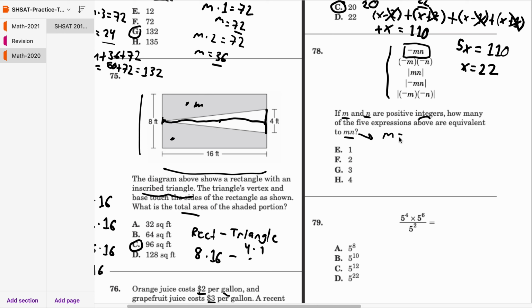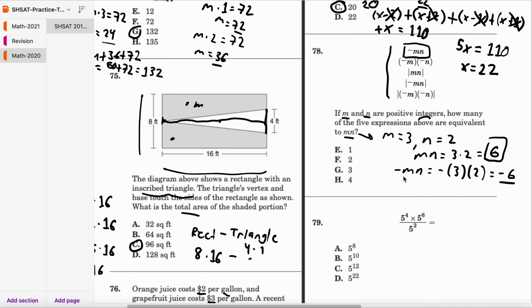So I'm going to say that m is going to be 3 and n is 2, right? So if we look at minus mn, that's going to be minus 3 times 2, and this is negative 6, right? We're being asked if it's equivalent to mn. So mn is just 3 times 2, which is 6, right? So this 6 value is the value we need to check against. So since negative 6 is not equal to 6, we know negative mn is not equivalent to mn, right?